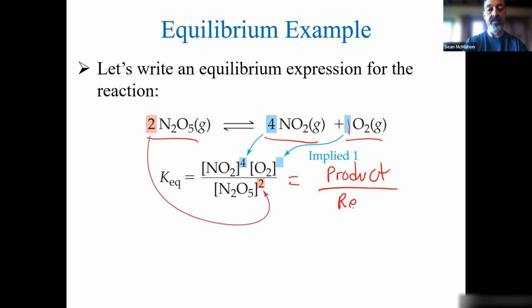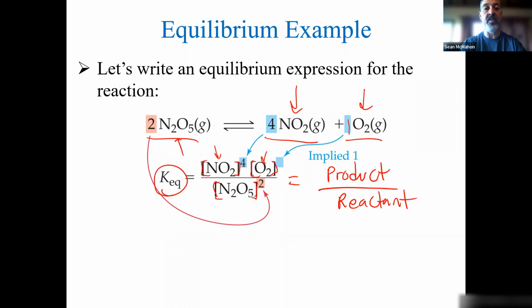over reactants. In this equilibrium expression, the nitrogen dioxide and the oxygen are products. So I put those in brackets to show that this equilibrium constant or quotient is dependent on the concentration of the products over the concentration of the reactants. The dinitrogen pentoxide is my reactant. But I also have to take into account these coefficients. Those coefficients I'm going to use as exponents for the concentrations.